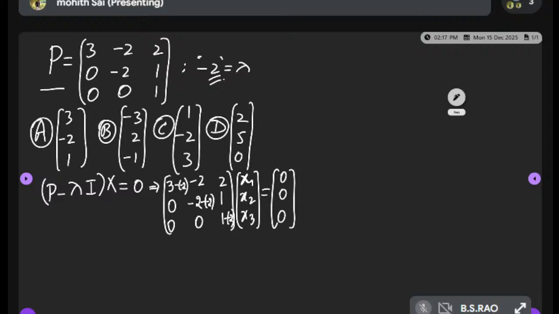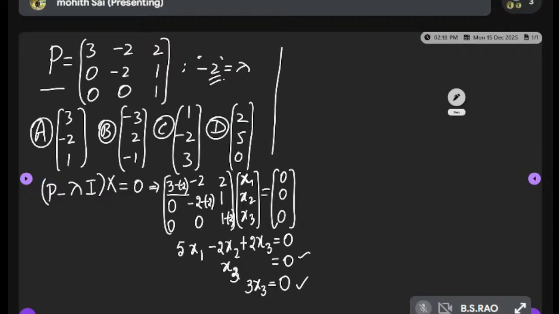Okay. So this is 3 plus 2. This is 5 x1 minus 2x2 plus 2x3 equal to 0. And this is minus 2 minus of minus. So only we have got x2 equal to 0. And again here, sorry, x3 equal to 0. Again here, 1 minus of minus 1 plus 2, 3x3 equal to 0. Obviously, we have got x3 is 0 from these two.